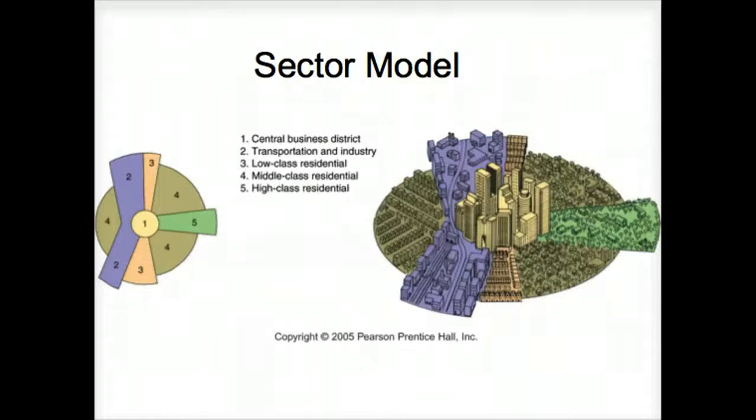The next model is the sector model. When Homer Hoyt looked at the Burgess model and started applying it to Chicago, he noticed that there were some contradictions. If we looked at the south side of Chicago, those high value, higher income families were not there. It was very poor, low income housing. He developed this idea of a sector model, which basically said that the model gets shaped based on transportation access and the types of economic activity that take place in some of the surrounding areas.